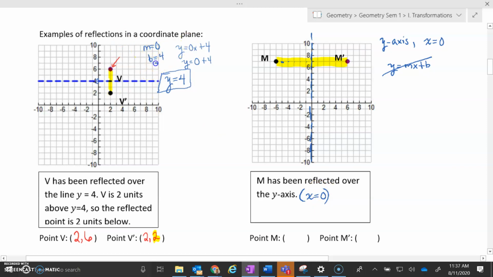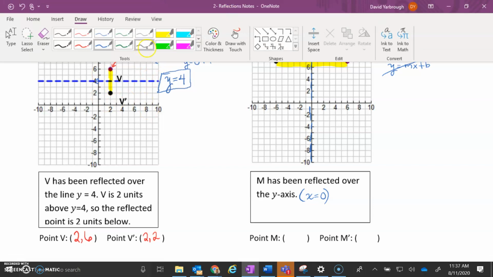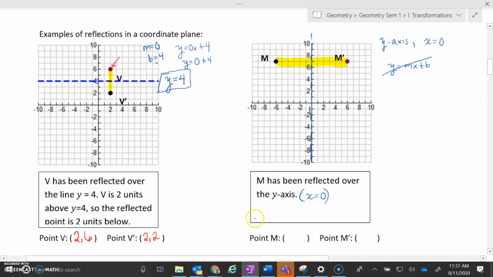Okay, so let's take a look at the point M. Point M is at -6, 7. And point M prime is at 6, 7. Basically, we just count 6 away from the line of symmetry and then another 6.